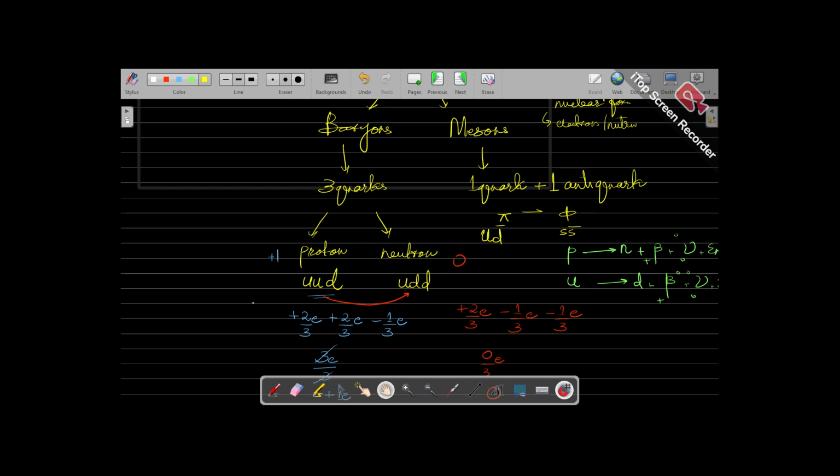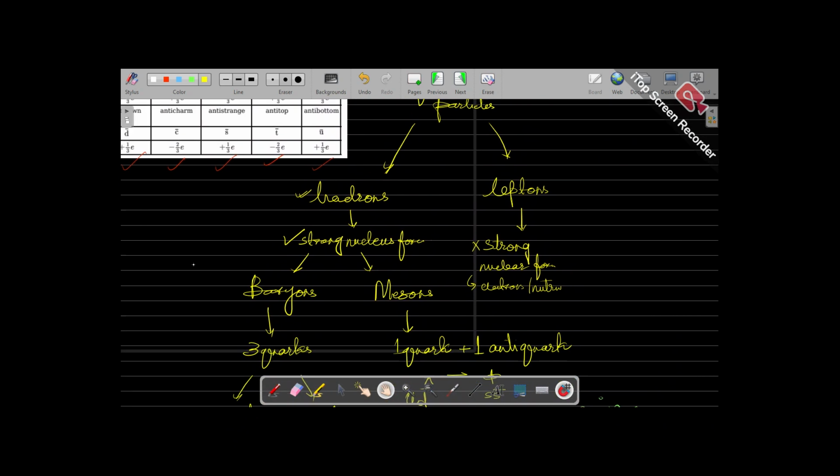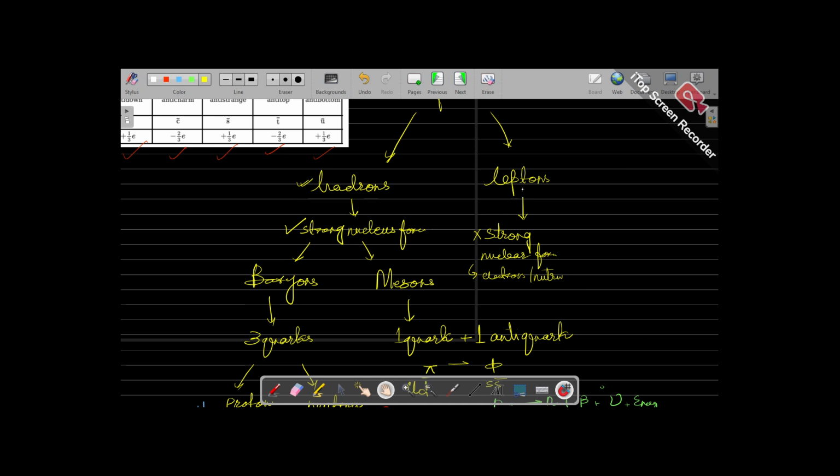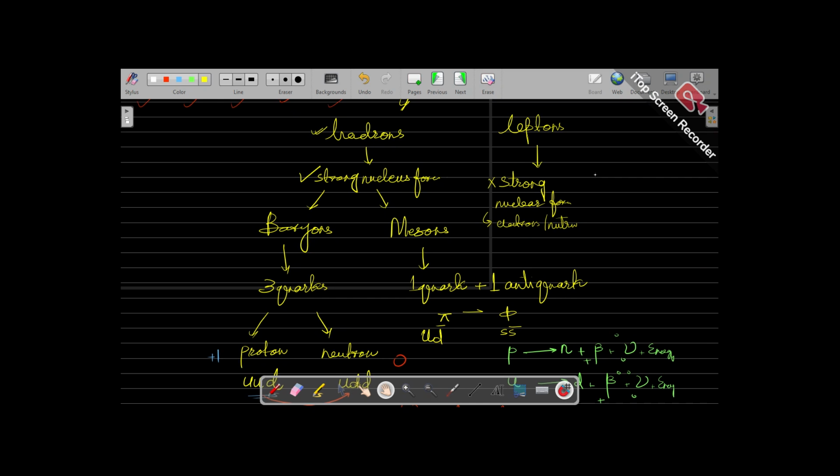Let's just have a look at it again. See, fundamental particles, two types. Hadrons are the ones which experience a strong nuclear force. Leptons are the ones which do not experience a strong nuclear force. However, they do experience weak force. Leptons में we have fundamental particles. We have electrons and then we have neutrino या positron या anti-neutrino, right?